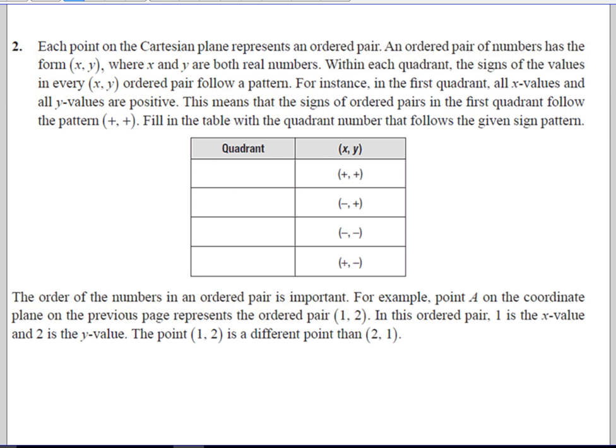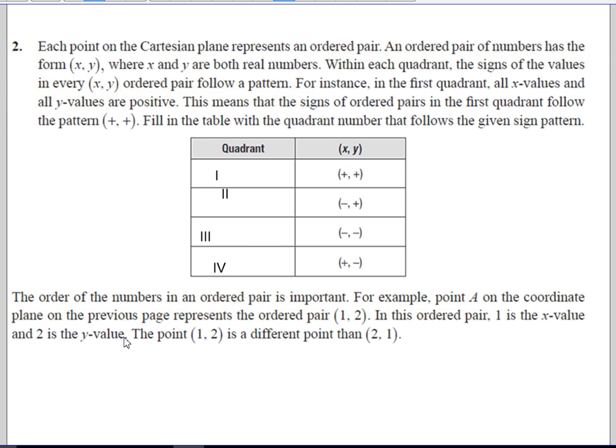So again, our two positives were in quadrant 1. Our negative, positive was quadrant 2. Our 2 negatives together were quadrant 3. And then the positive and the negative was quadrant 4.